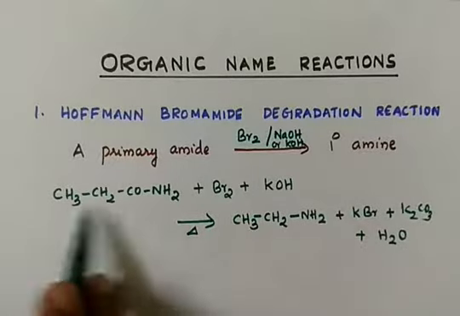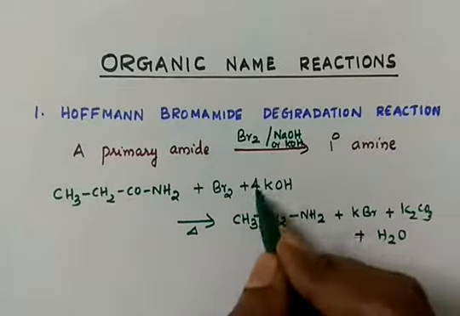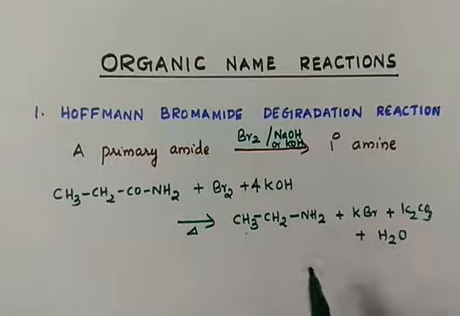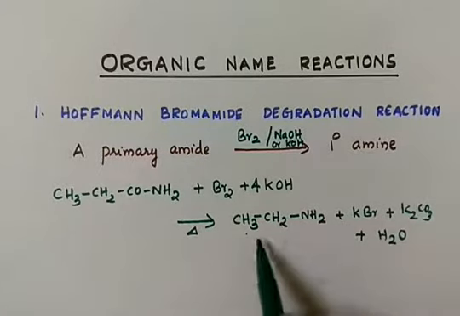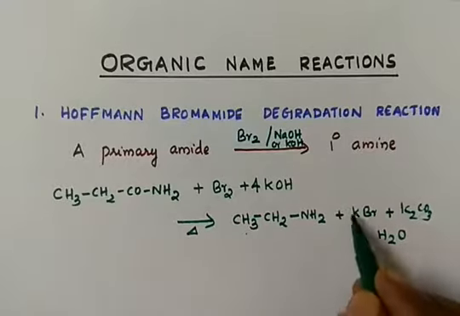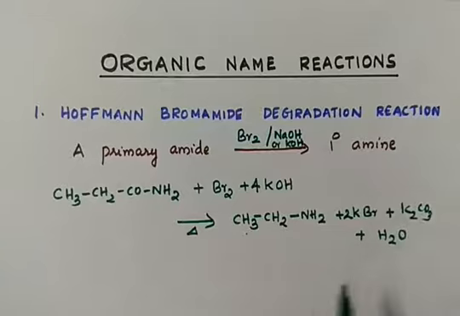So when an amide is heated with bromine in the presence of potassium hydroxide or sodium hydroxide, it is converted to a primary amine containing one carbon less than the amide. Potassium bromide, potassium carbonate K2CO3, and water are obtained as the side products. This reaction is called Hofmann-Bromamide degradation reaction.